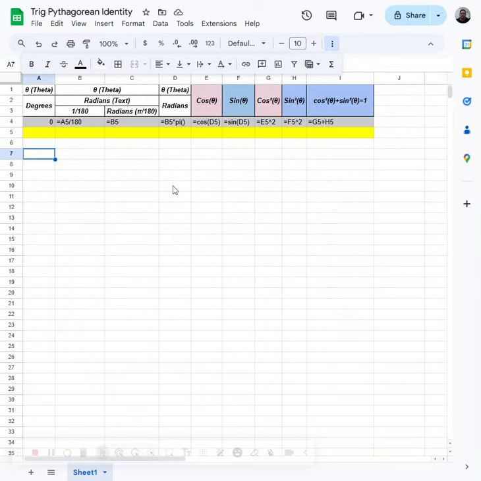Okay, so what we're gonna do is try to prove the trigonometric Pythagorean identity by using a spreadsheet. What we want to do is type in all the formulas that convert a degree to a radian, both visualizing the text as a fraction and as a decimal approximation for those radians. And then take the cosine, the sine, square the cosine, square the sine, add the cosine and the sine, and see how it's always going to equal 1.